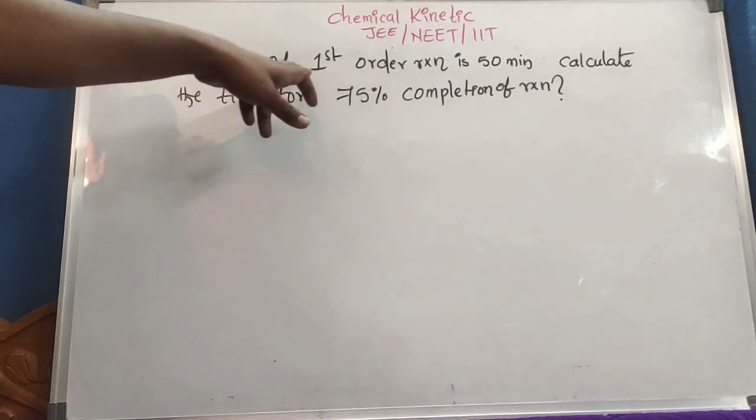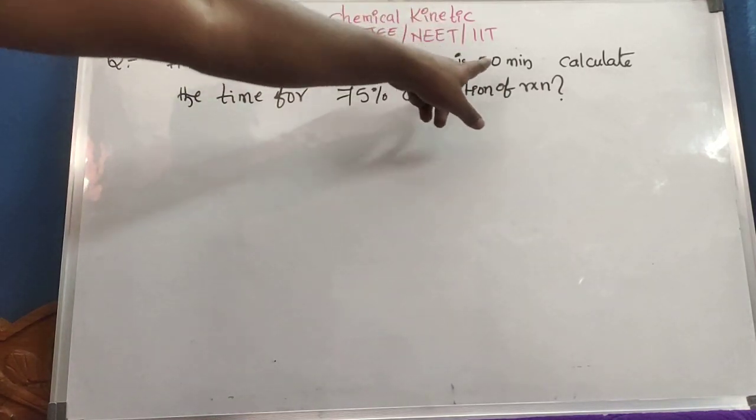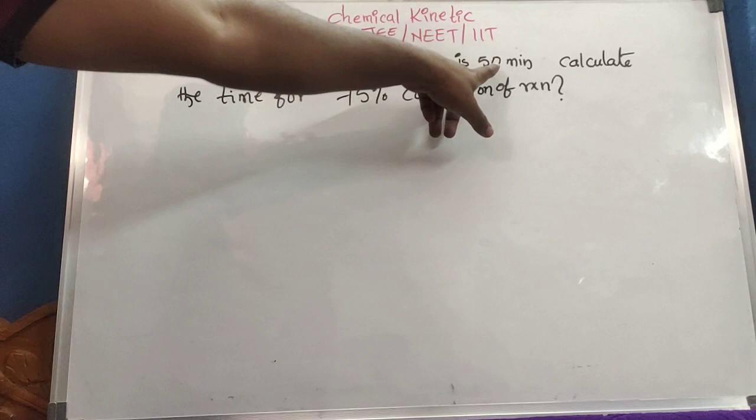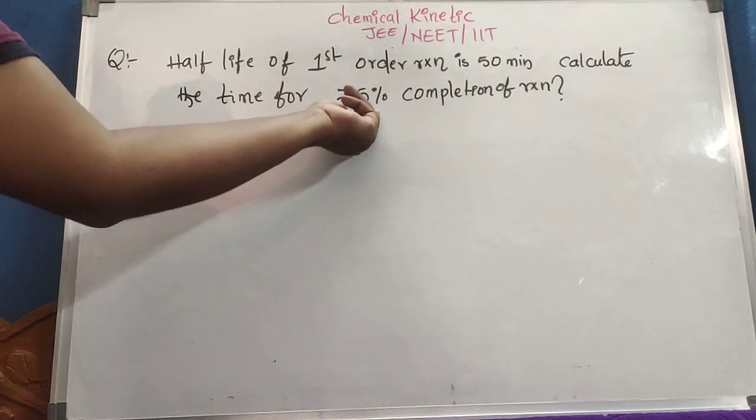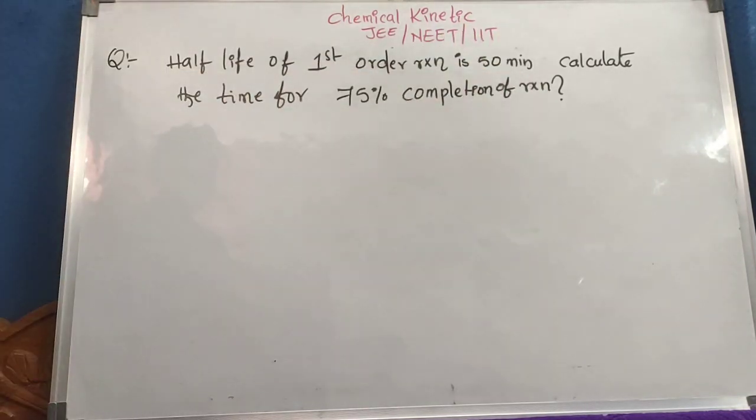Next question: the half-life of a first order reaction is 50 minutes. That means t half equals 50 minutes. Calculate the time for 75% completion of the reaction.